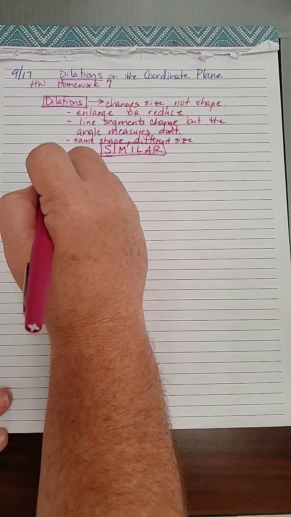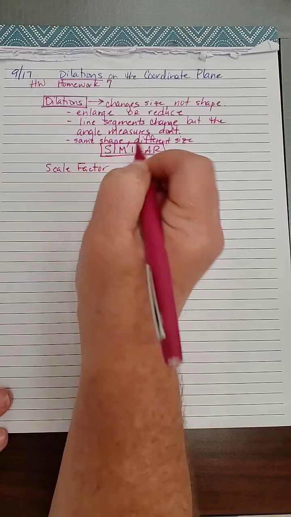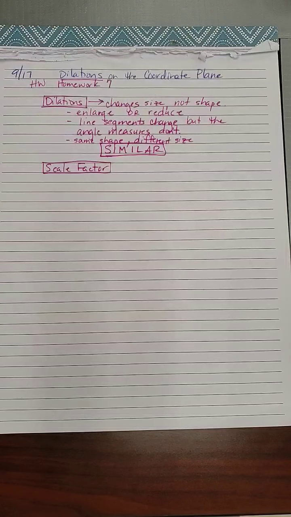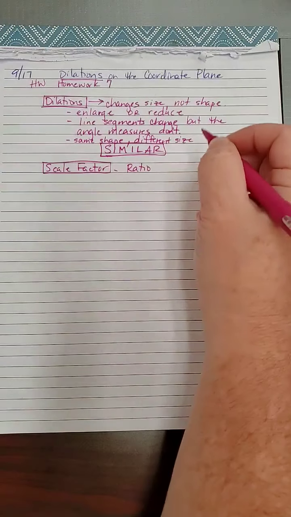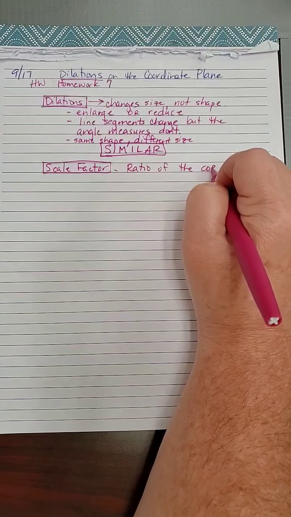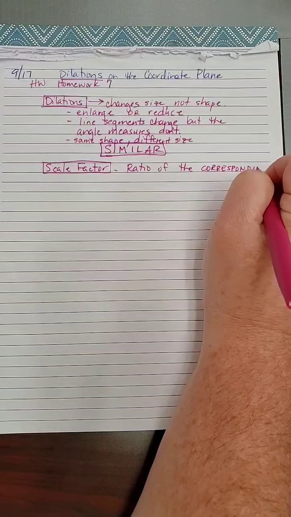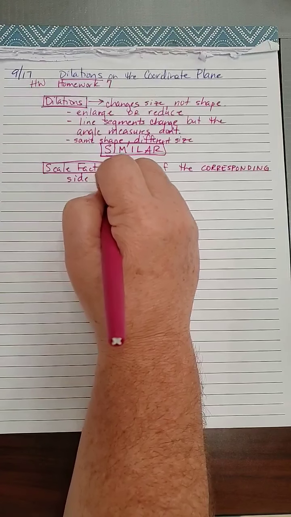Now we also learned yesterday that it's the scale factor that determines how big or small our figure gets. So a scale factor is the ratio of the corresponding sides of the figure.